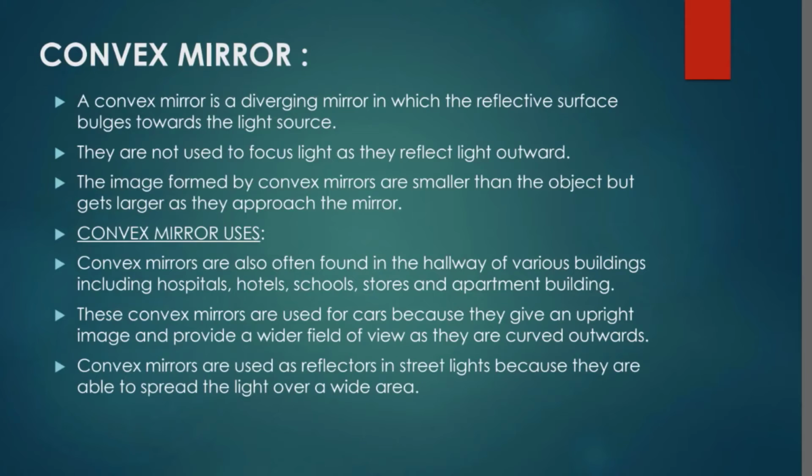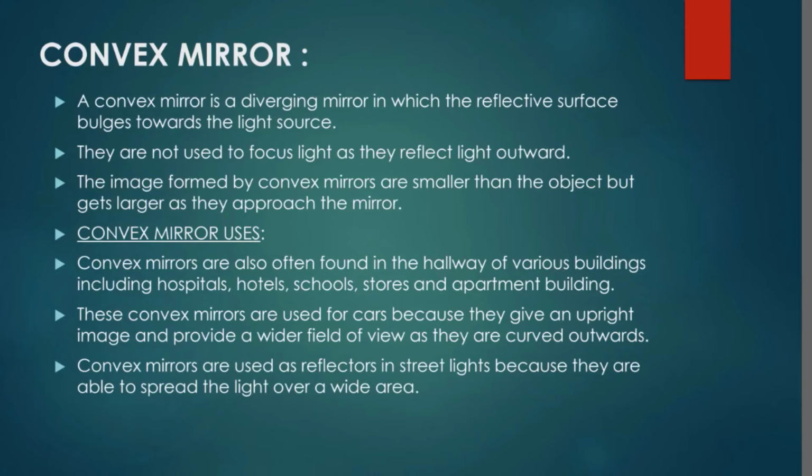Let's take some uses of convex mirrors, so we can understand their importance. For example, let's take a car. In a car we have side mirrors, rear view mirror, indicator mirrors, and many others. For example, the mirror used in the headlights is called a concave mirror. Why? Because the bulb gives out rays, and all the rays are converged to a point, so it is a concave mirror.